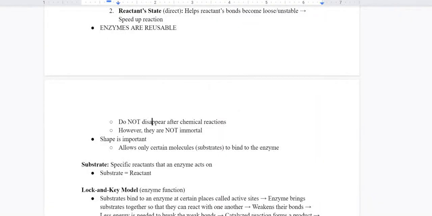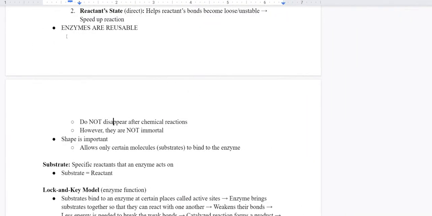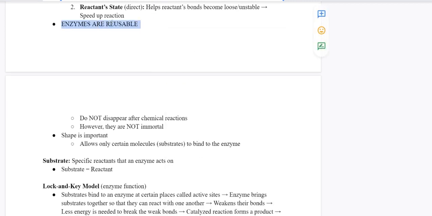Okay, chapter 2.5 enzymes part 2. One trait of enzymes is that they are actually reusable.